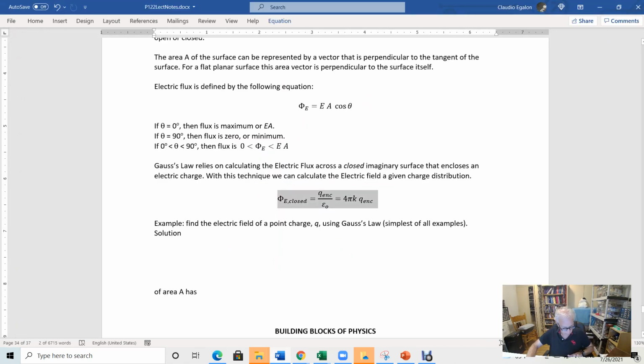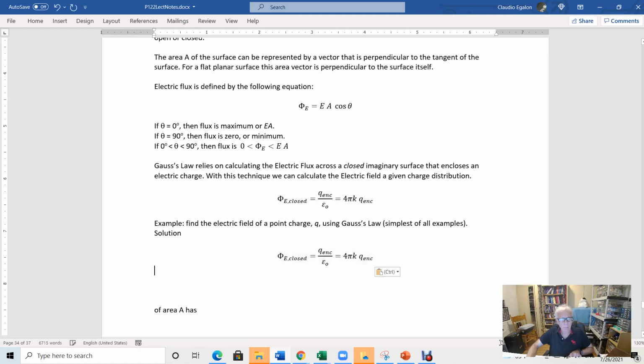Right in here, I'm going to use 4 pi k, where Q enclosed is equal to big Q. And now we have to calculate the flux through that spherical surface. And what do we do? The flux through that spherical surface is the electric field times the area times cosine of theta. In that specific case, theta is equal to 0 degrees, so I don't have to worry about the cosine of theta.